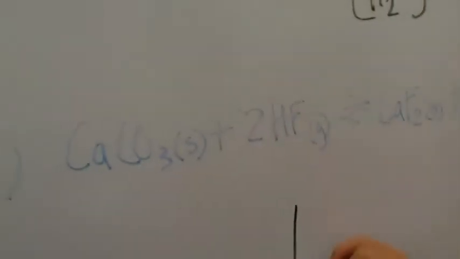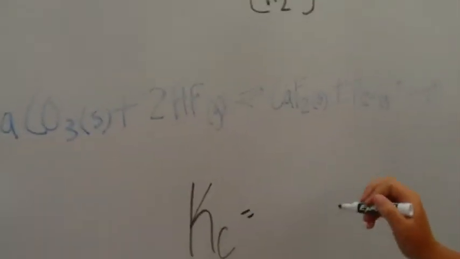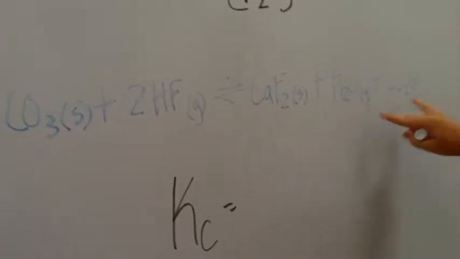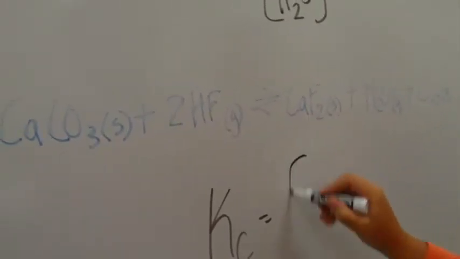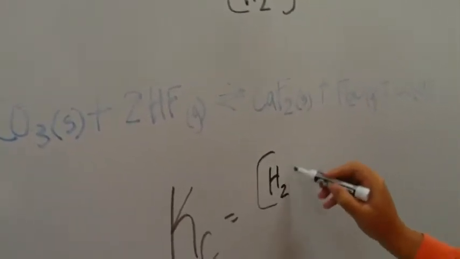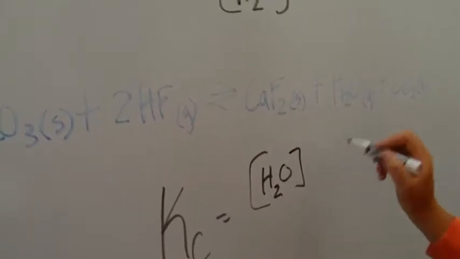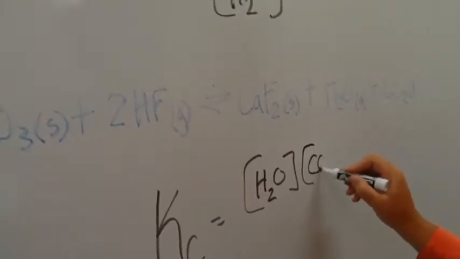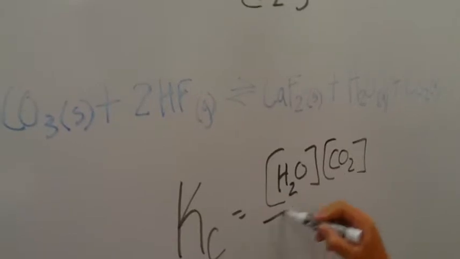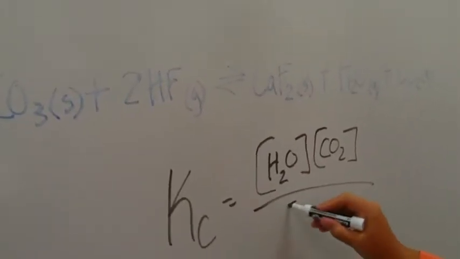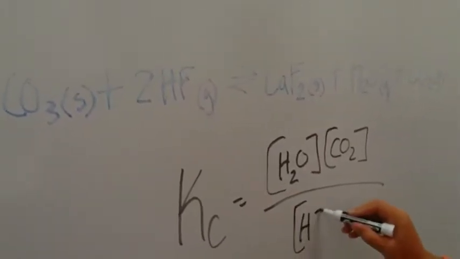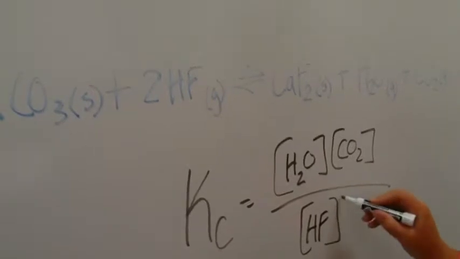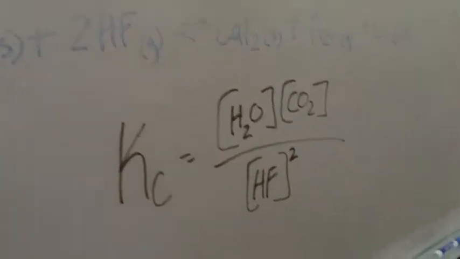Part D, Kc value is going to be, we're just concerned about the gases again, so H2O times CO2 divided by HF raised to the second value. So the exponent of 2.